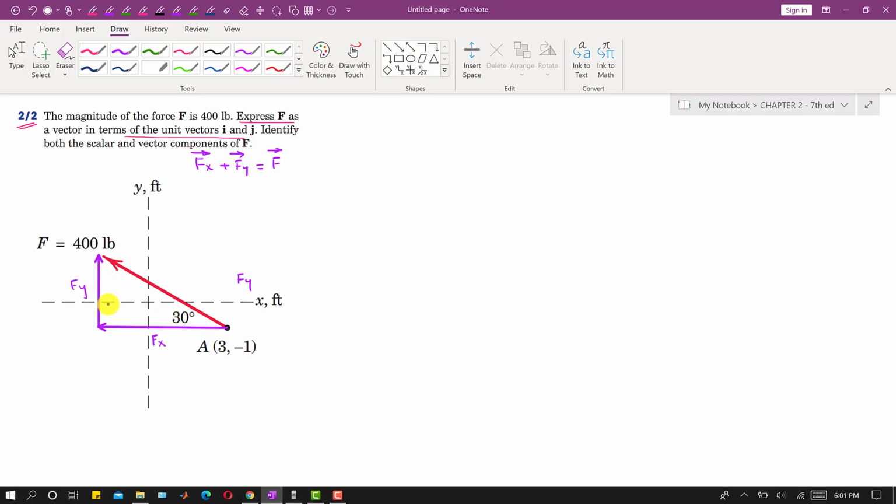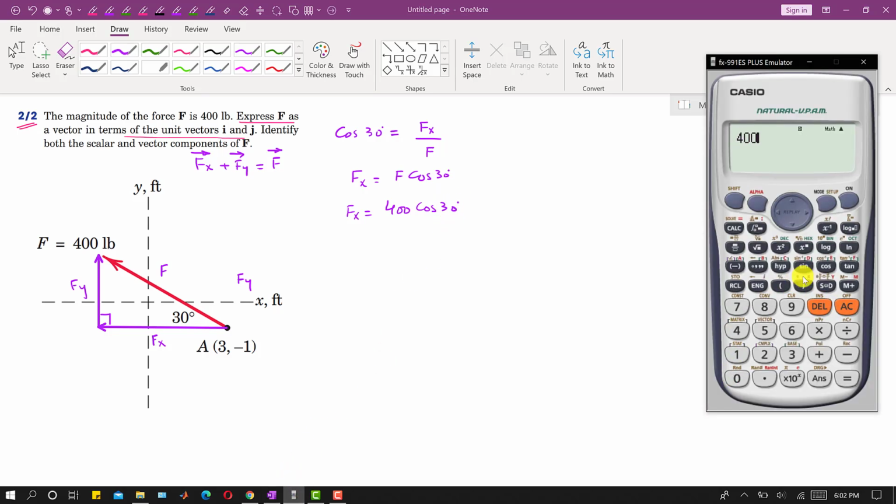Now if we consider this right angle triangle and apply cos of 30, cos of 30 is perpendicular divided by hypotenuse. Sorry, it is the base divided by hypotenuse. The base is f of x and the hypotenuse is f, so we can write that f of x is equal to f cos of 30 degrees. The magnitude of f is 400 pounds, so f of x is 400 cos of 30 degrees.